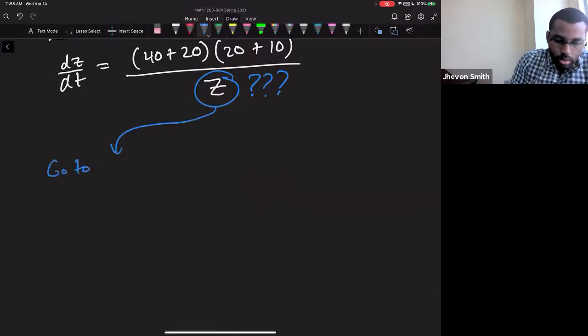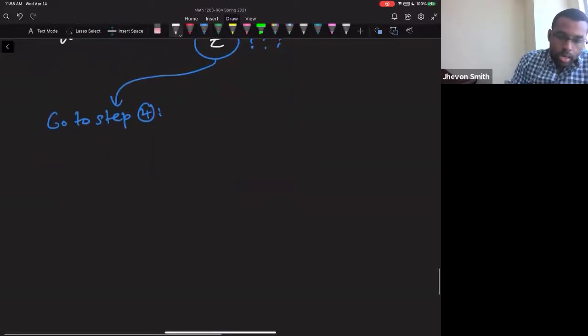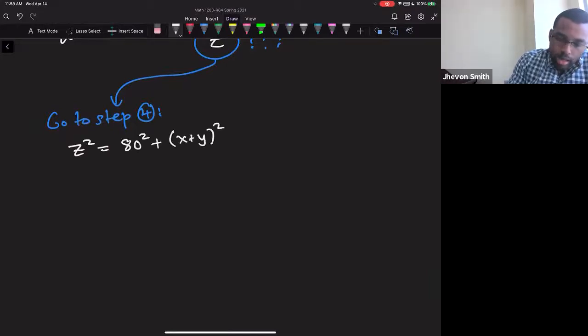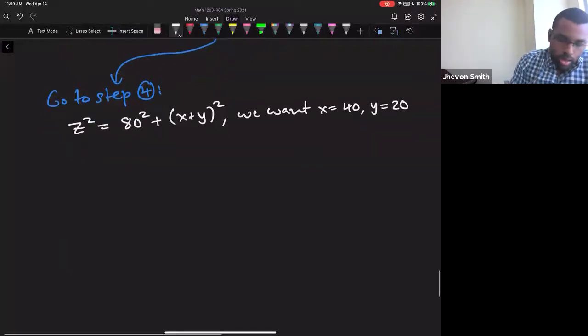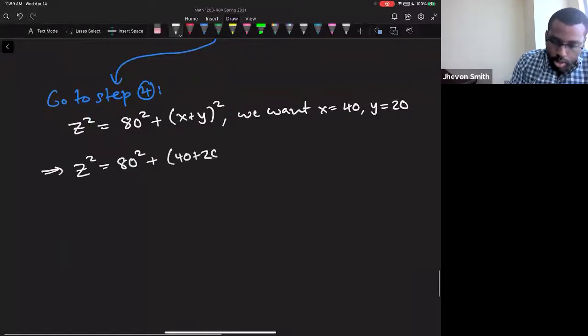Go to step 4. We know that z squared is equal to 80 squared plus (x plus y) squared. And we want x equals 40, y equals 20. So this means that your z squared is equal to 80 squared plus (40 plus 20) squared. That's 80 squared plus 60 squared.